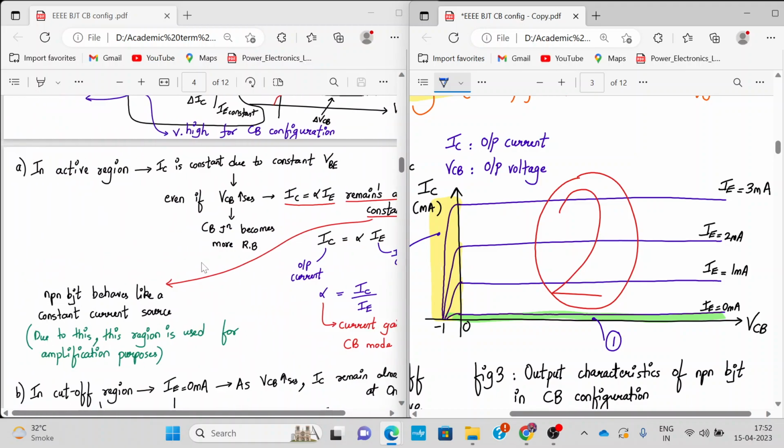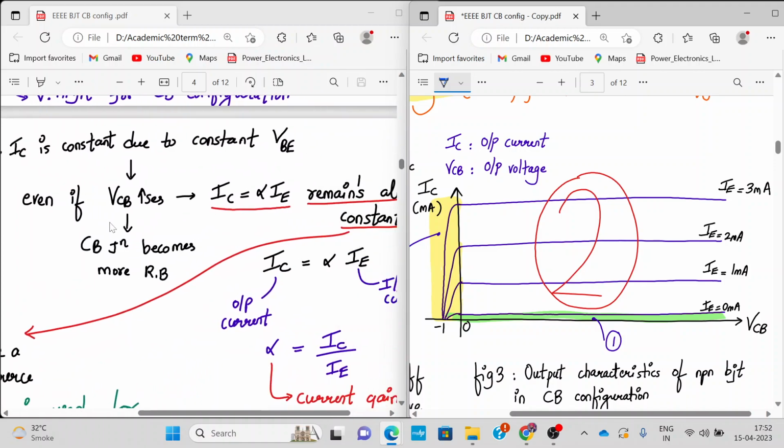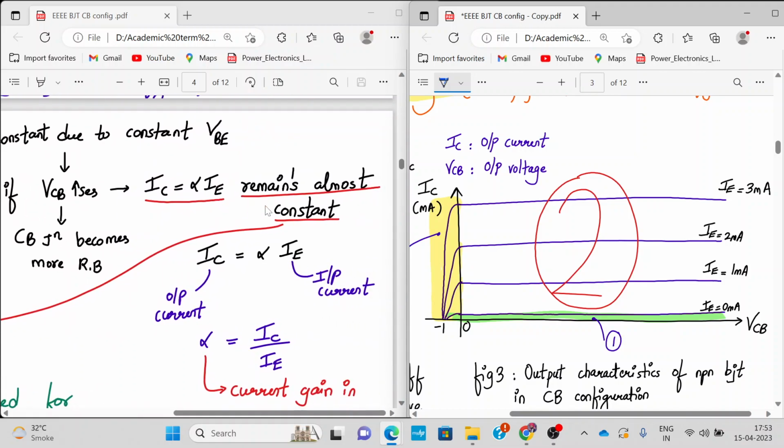Okay. So in the active region, as you can see, the region number 2 marked over here, the current IC remains constant. Now, why is it constant? Because VBE is constant. Now, why is VBE constant? Because we have to keep IE constant. All right, and we know the relation between the value of IC and IE. As you can see on the left hand side of the screen, even if your VCB increases, since we are plotting IC for different values of IE, the values of IC and IE are very closely related. They are related with a factor of alpha, and they are almost constant.